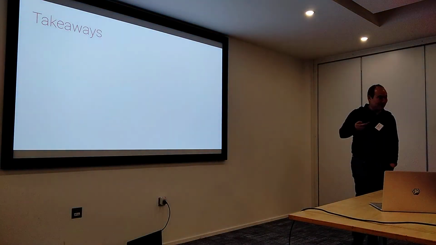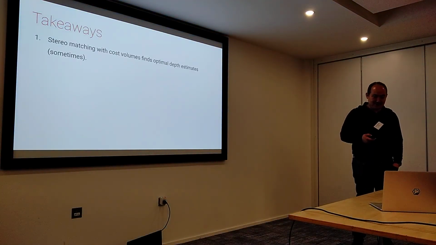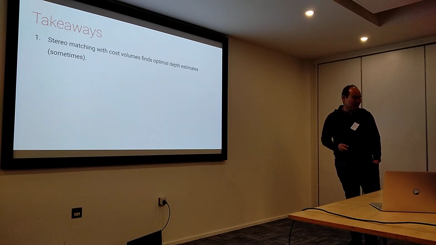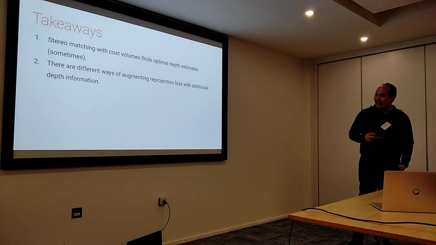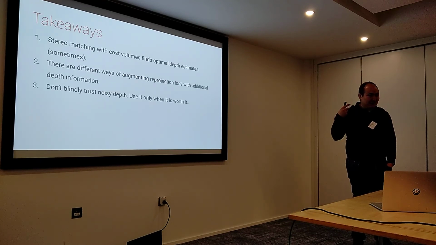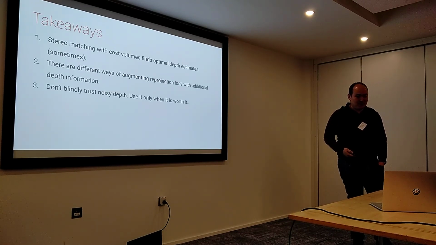Okay, so some of the takeaways before lunch. Stereo matching, if you do it densely with a cost volume, you get pretty good depth sometimes. There are different ways of augmenting the reprojection loss with additional supervisory data. And if your depth estimates are noisy, don't trust them blindly, try to do something smart about it.